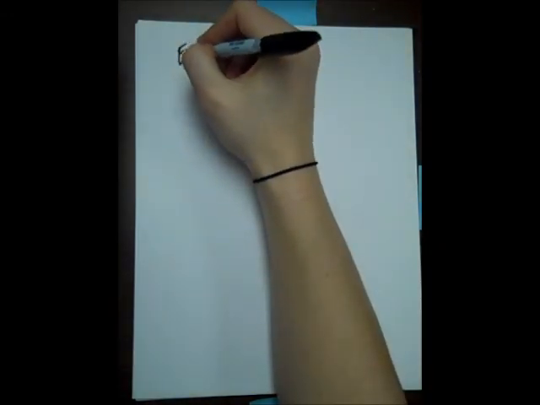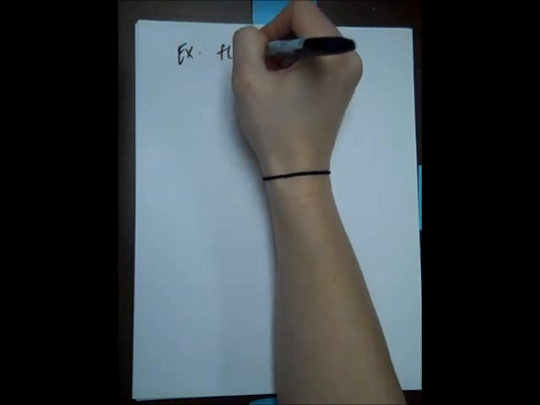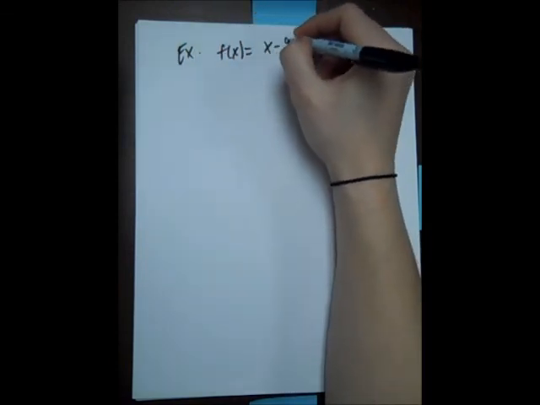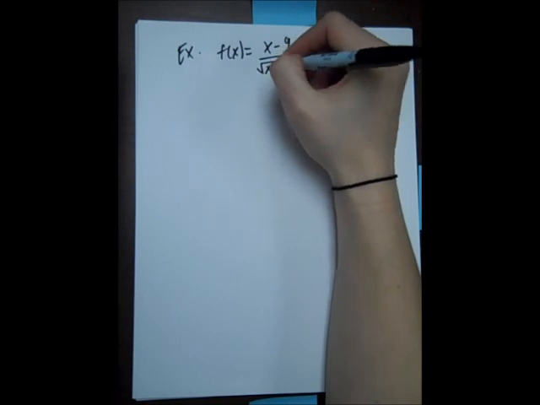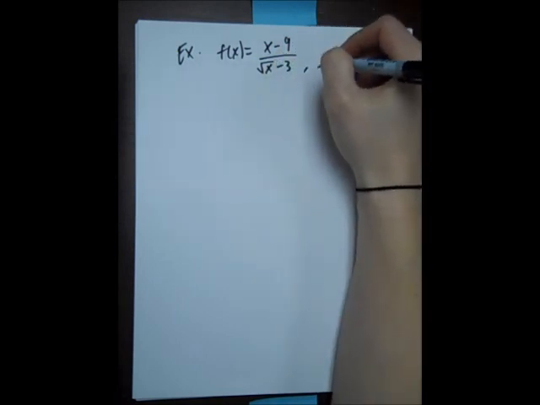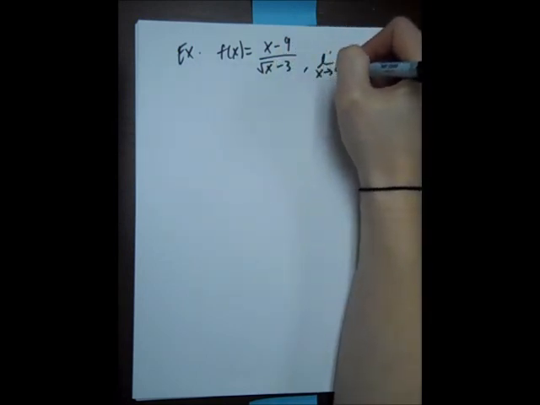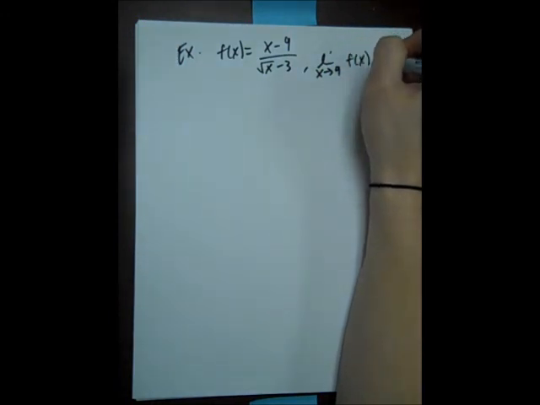So let me give you an example of what I'm talking about here. Let's say that f of x is x minus 9 over the square root of x minus 3. And I want to know what's the limit as x approaches 9 of f of x.